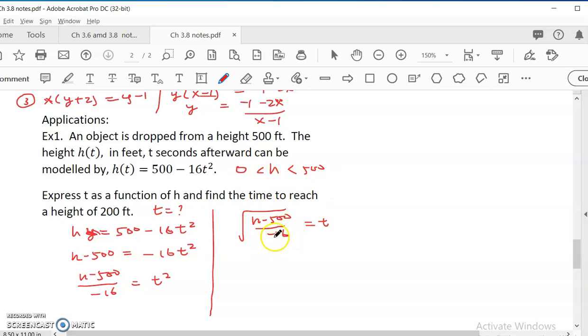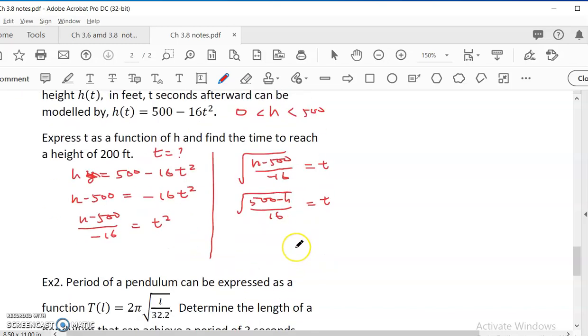So this is the domain, and our restricted domain would be h less than 500. You just switch it around. You can do 500 minus h over 16 because having a negative here is rather uncomfortable. So h is less than 500. And so this would be your function. You can say function of t is equal to square root of 500 minus h over 16. This is a t function.